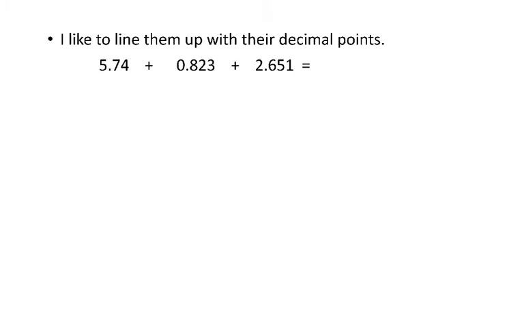So when I add and subtract and I'm worried about significant figures, I think it really helps to line up the numbers by their decimal points. Right, so if I was given these numbers and I was told to add them up and get the answer to the correct number of significant figures, I would write it out like this. And then I want the decimal point in the 0.823 to line up with the decimal point in the 5.74. So I'd write it as 0.823. And I'm sure that each one of the decimal places lines up with each of the numbers. And then I'd put in the 2.651.